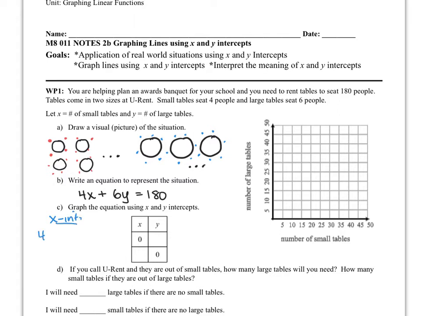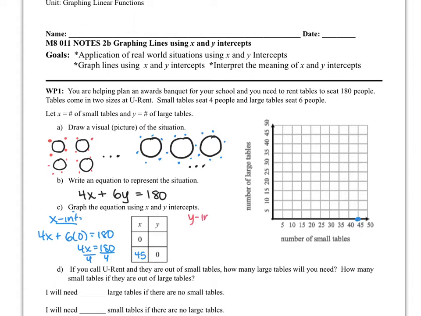So in my equation, 4x plus 6y equals 180, I'm going to change y to 0, which would give me 4x equals 180. And then I'm going to divide by 4. I could do that in a calculator, or I could divide by 2 twice, since I don't have a calculator available. So I know that 180 divided by 2 is 90. And then if I divide by 2 again, that's going to get me 45. So I'm going to come over here and graph that point (45, 0).